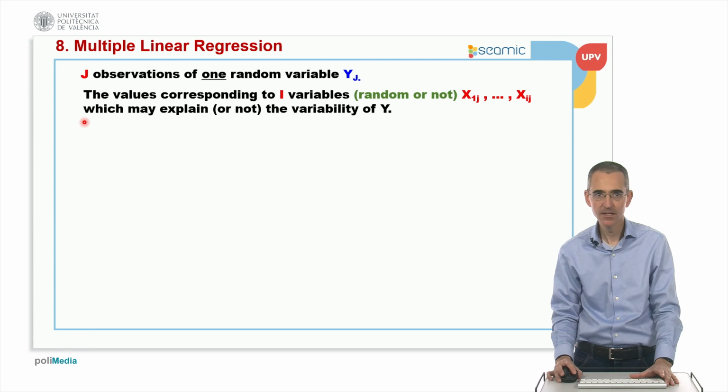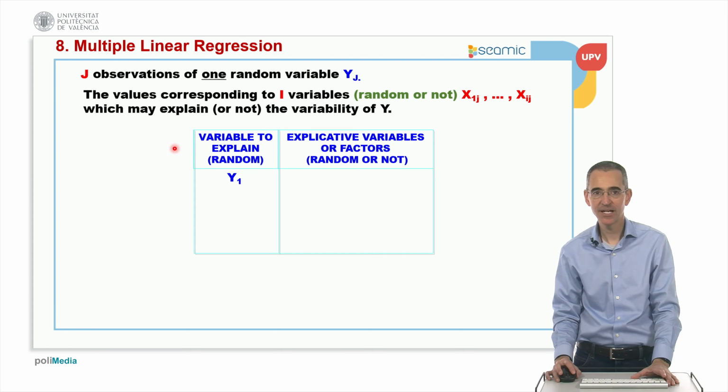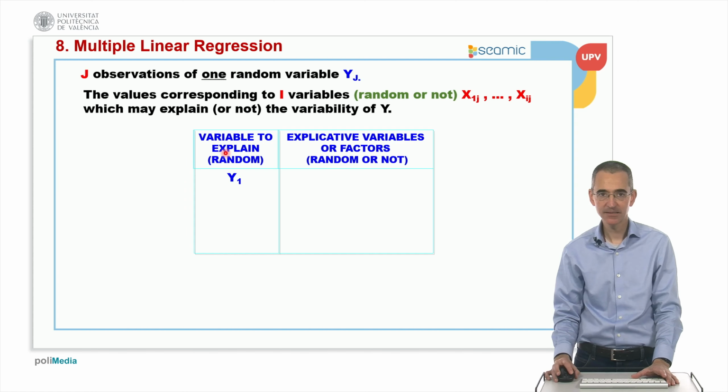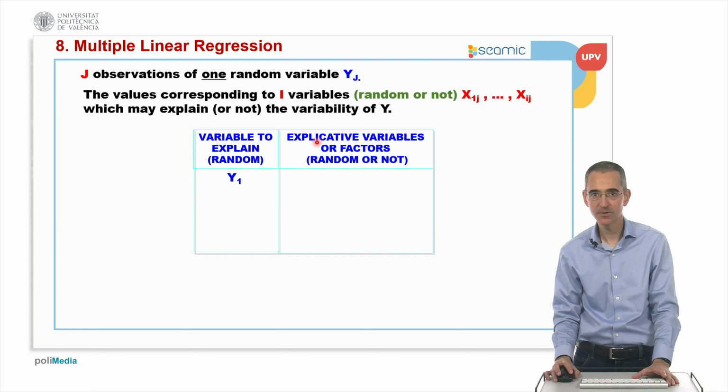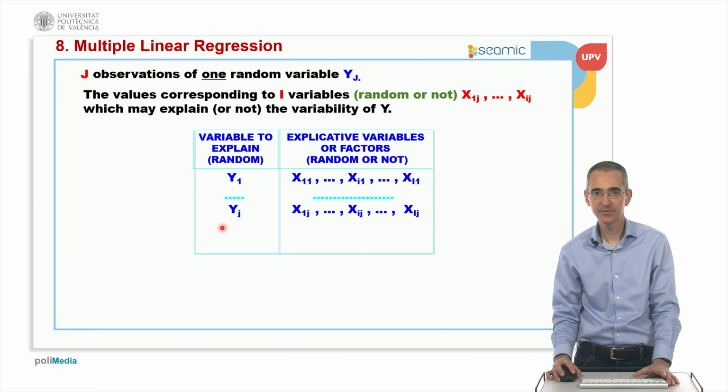So these variables may explain or not the variability of the y. Some of them might have influence, others might not. So this is what we have. The variable to explain is random, is measured randomly, and then we have explicative variables or factors. Explicative variables are random, factors in a factorial design are not random. Then we have the values measured for a set of observations.